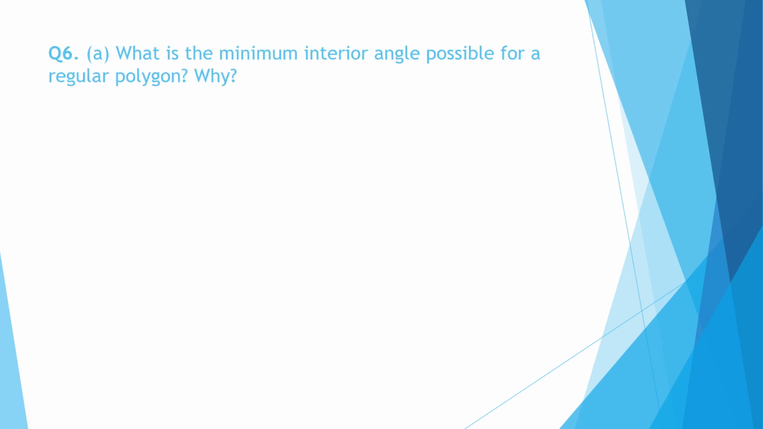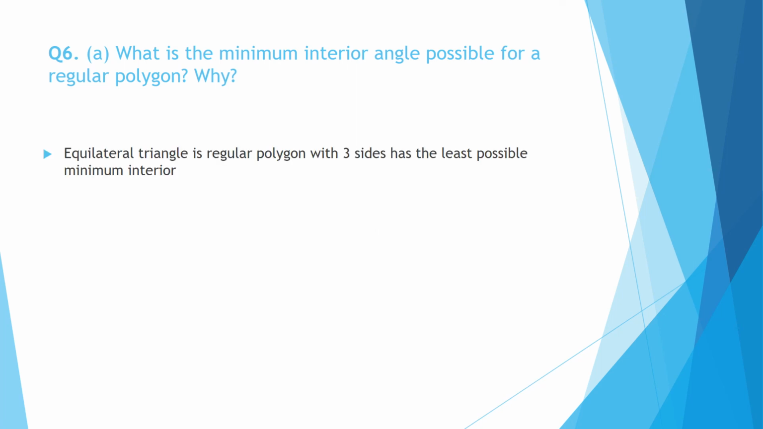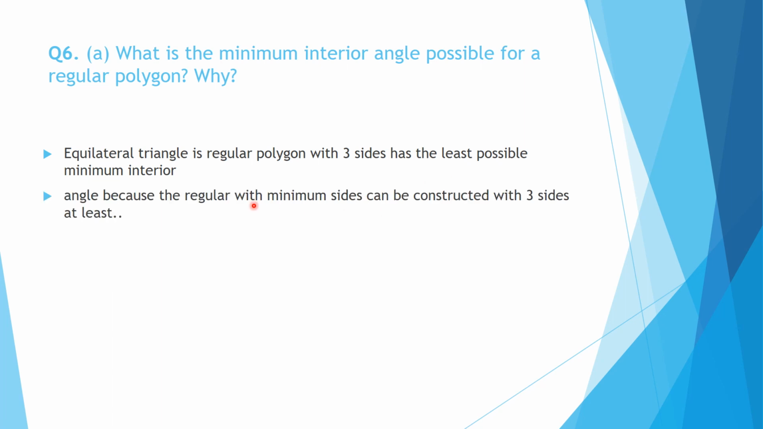Now in question number 6 he is asking, what is the minimum interior angles possible for a regular polygon and why? So first of all you have to find out the polygon which is having the minimum number of sides, and that's a triangle. Equilateral triangle is a regular polygon with 3 sides, और जो 3 sides हैं that is having the least possible minimum size, उससे कम sides नहीं हो सकती, और इसमें minimum interior angles भी होंगे, because the regular with minimum sides can be constructed with 3 sides at least.